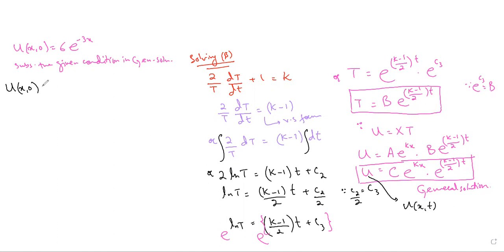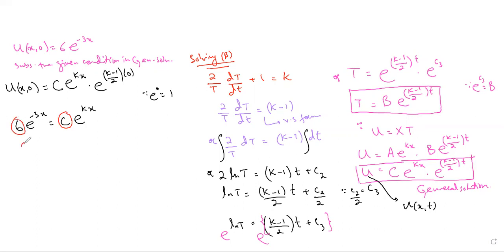So u of x comma 0 is equals to c times exponent of kx into exponent of (k minus 1) divided by 2 into 0. The value of t is 0 here. So exponent of 0 is equals to 1. You will have only c into exponent of kx, and u of x comma 0 is equals to 6 into exponent of minus 3x. So you can compare these two functions here. You can compare as the value of c is equals to 6 and the value of k is equals to minus 3.